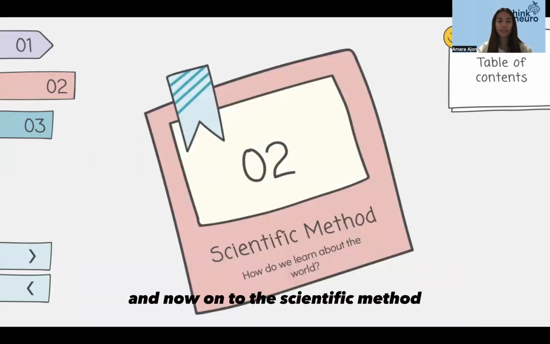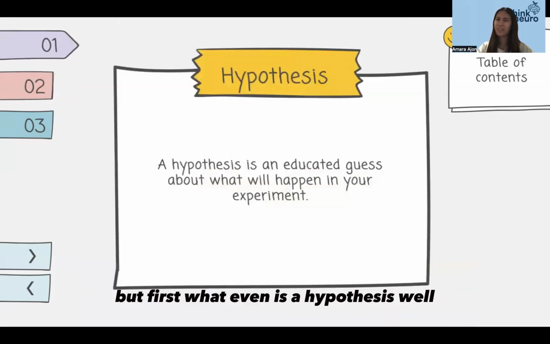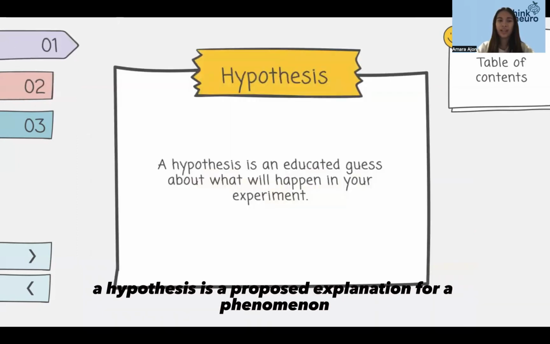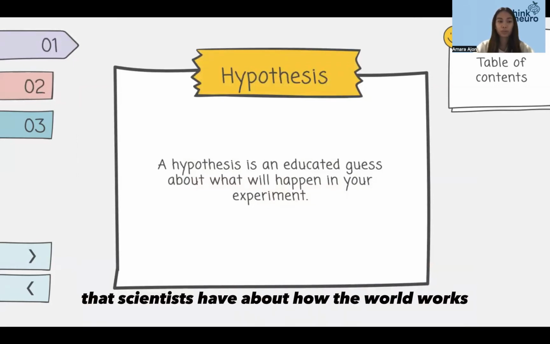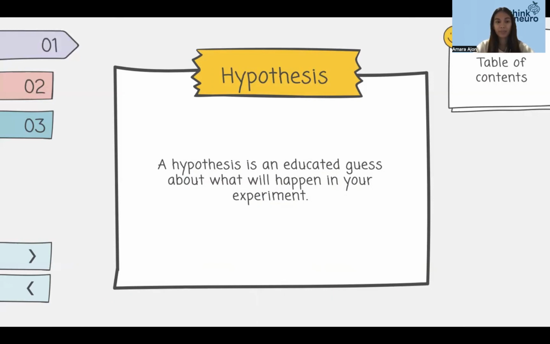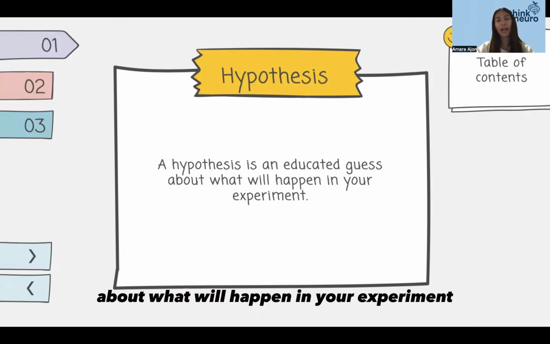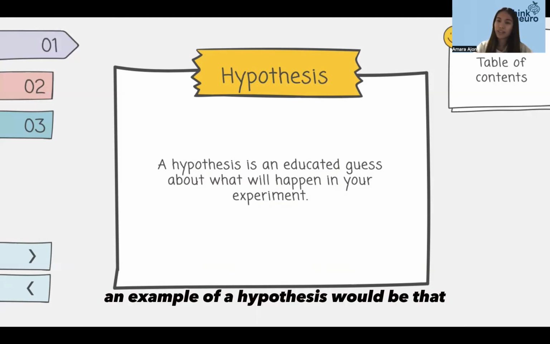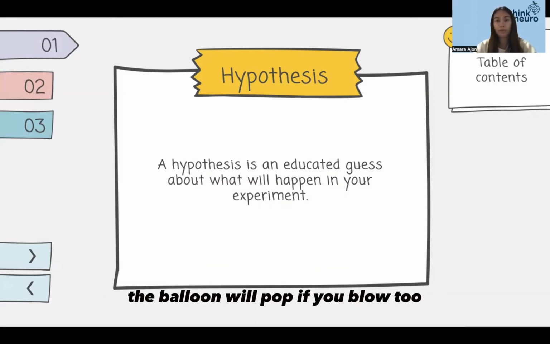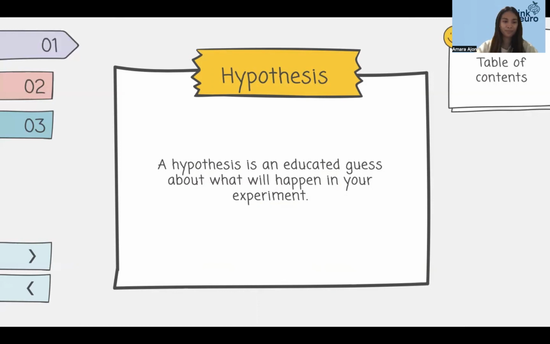And now on to the scientific method. But first, what even is a hypothesis? Well, a hypothesis is a proposed explanation for a phenomenon. It's an idea that scientists have about how the world works that they can test experimentally. You can kind of think about it as a sort of educated guess about what will happen in your experiment. For example, let's say you're blowing up a balloon. An example of a hypothesis would be that the balloon will pop if you blow too much air into it.